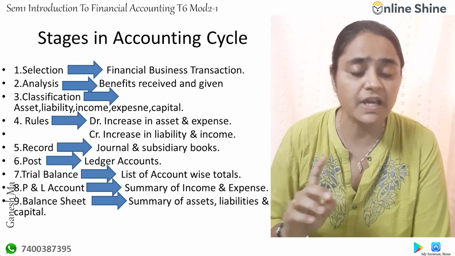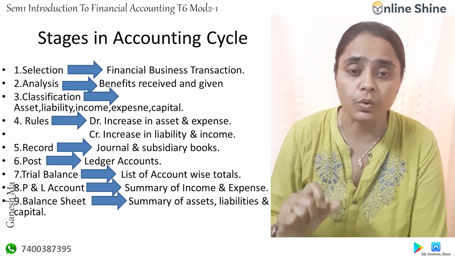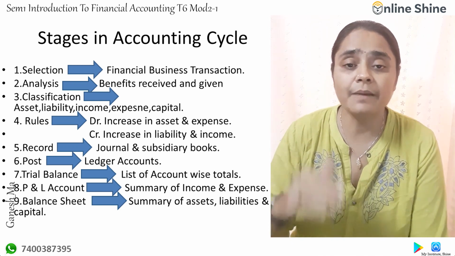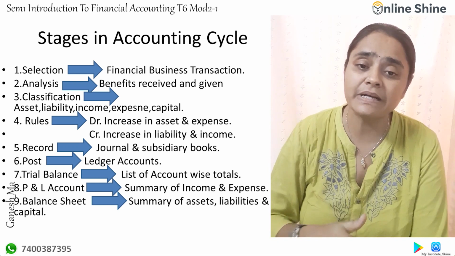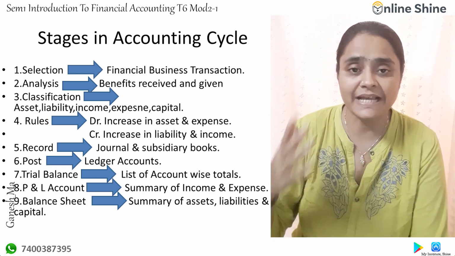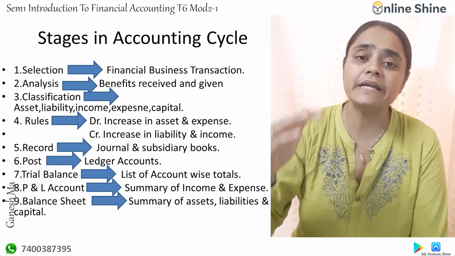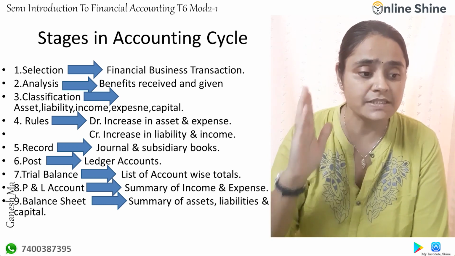The fourth stage is the rule. Once you classified your accounts, you have to identify the rule. What is the rule? Rule means debit all assets and expenses, and credit all liabilities and income. So if your assets and your expenses are increasing, it will be debited. If your liabilities and your incomes are increasing, it will be credited.